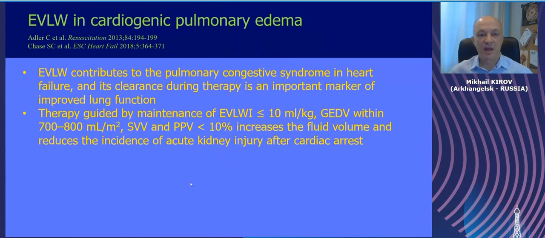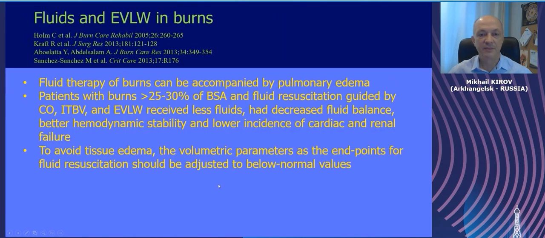In cardiogenic pulmonary edema, lung water can be a useful tool to analyze its decrease during diuretic therapy, and its decrease is accompanied by improved lung function. The therapy guided by these parameters together with other volumetric and fluid responsiveness variables can change the fluid strategy and reduce the incidence of acute kidney injury after cardiac arrest.